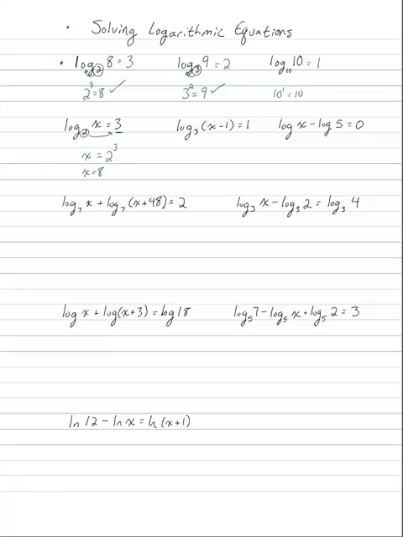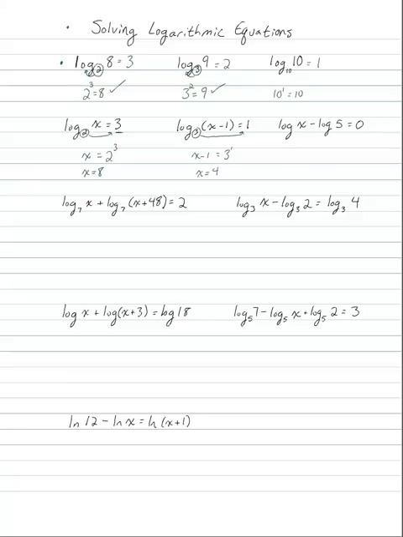And that's it. If I have log base 3 of x minus 1 equals 1, again I can do the same thing. Take my 3, pop it over, and because my log equals 1, that 1 is my exponent. So 3 to the 1 equals x minus 1. So x should equal 4.